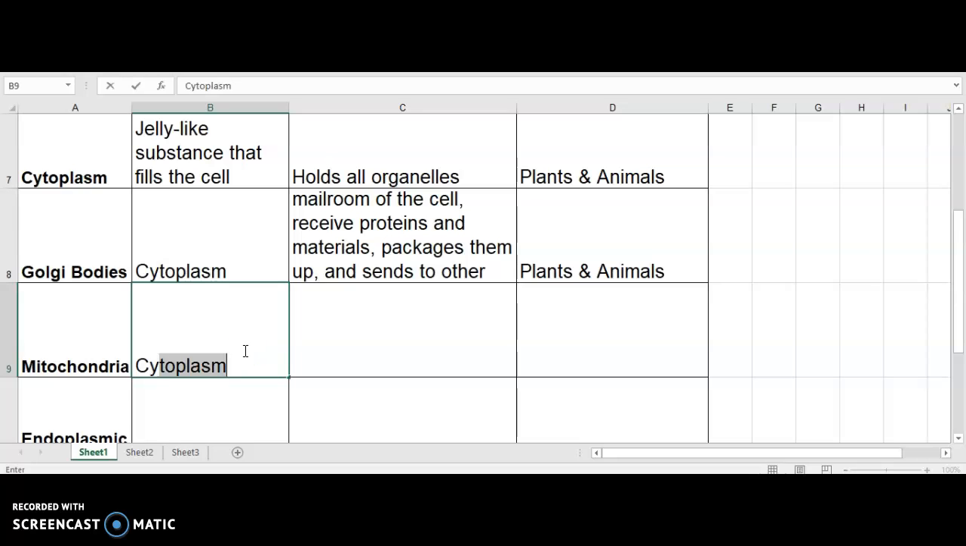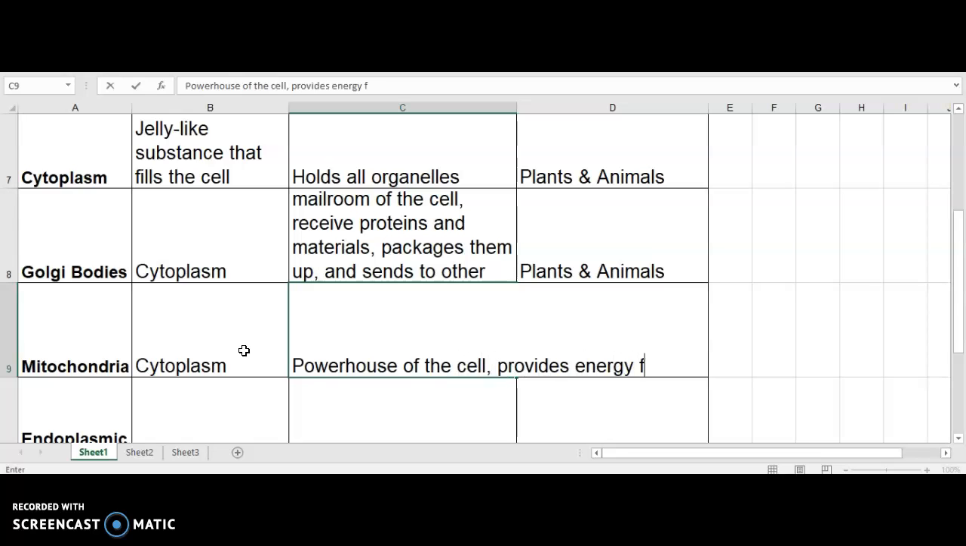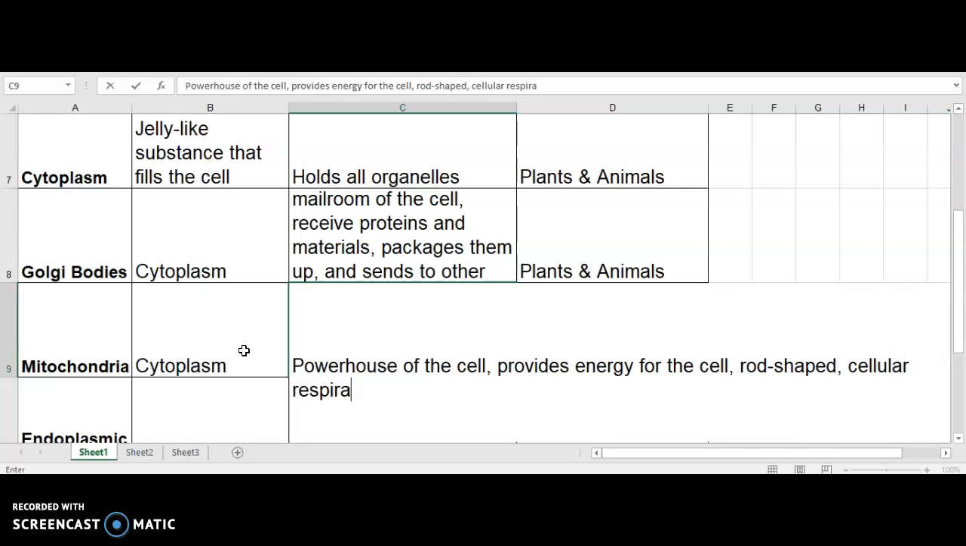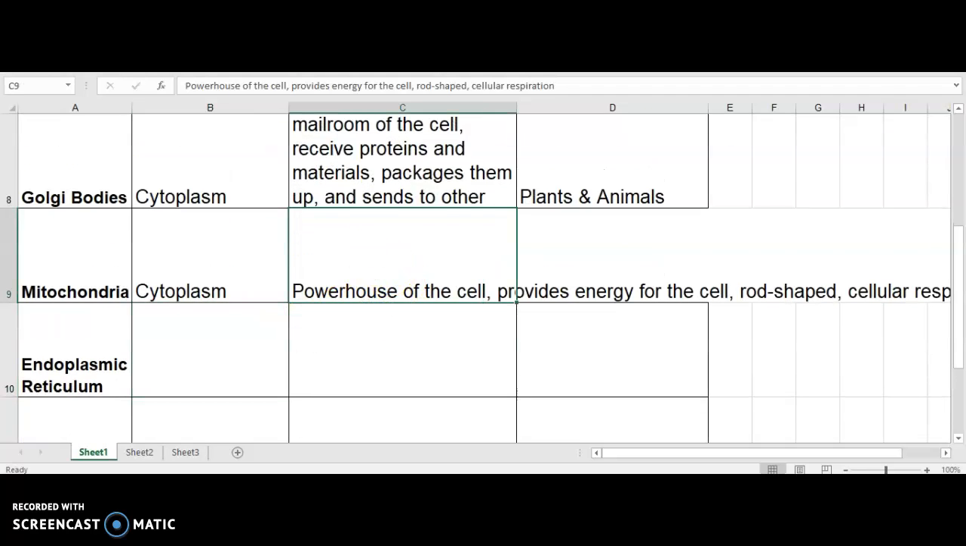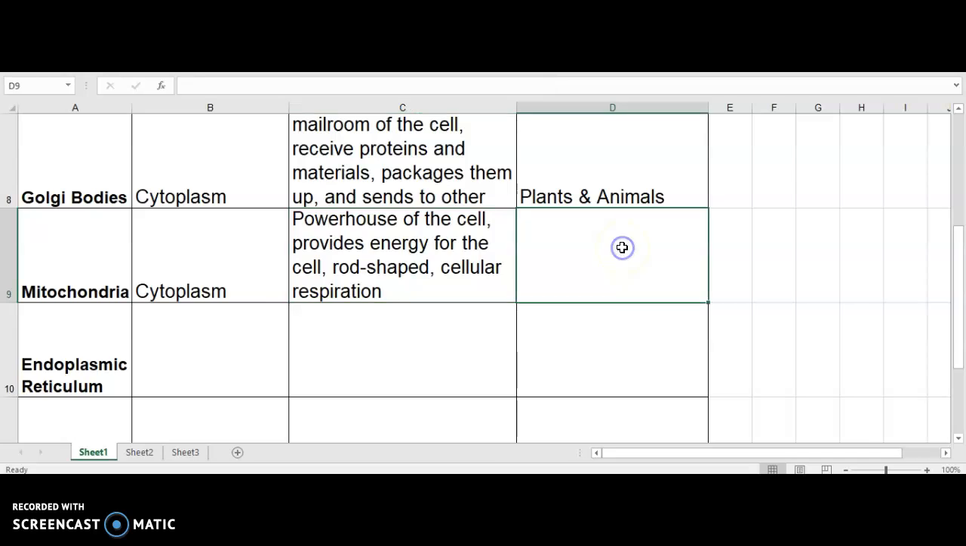Next is mitochondria. I'm sure that this one you probably have heard of because you've heard that the mitochondria is the powerhouse of the cell. It provides energy for the cell. It's shaped like a rod and is important for cellular respiration, which is something that we will talk about in about 2 weeks, probably. So that is important. Cellular respiration is important for us. Mitochondria are found in both plants and animals.